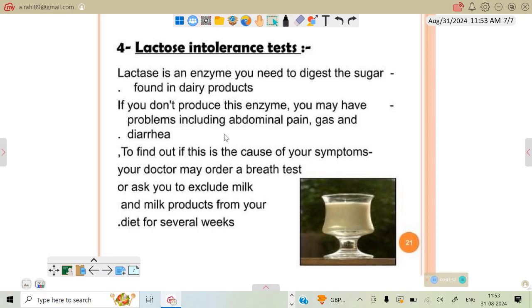Lactose intolerance test: lactase is an enzyme you need to digest the sugar in dairy products. The lactose intolerance test checks for this. When someone has lactose intolerance or celiac disease, using milk or milk products causes abdominal pain and cramps. So these are the lactose intolerance tests. These are the tests to diagnose IBS.